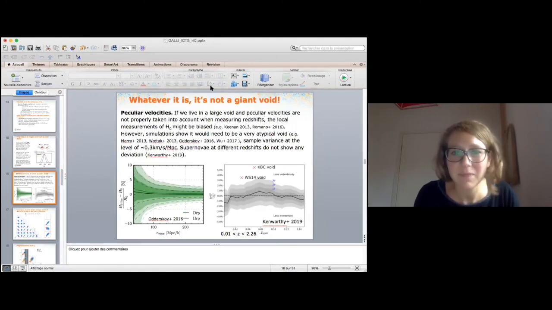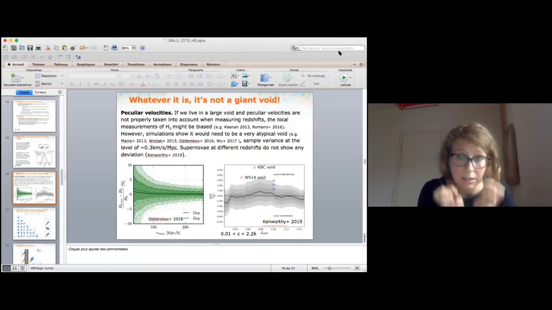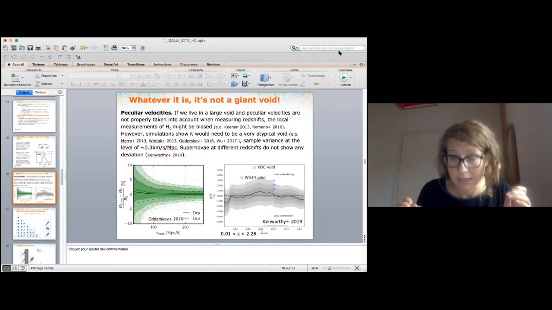So clearly, one of the ideas was that we might be living in a giant void, and that this is the reason why the apparent value of H0 is high. It's just that we are not correctly correcting for the peculiar velocities induced by this giant void. This possibility was tested over and over again, first from simulations. The H0 error bar contains the sample variance that includes the possibility that we live in a slightly overdense or slightly underdense region.